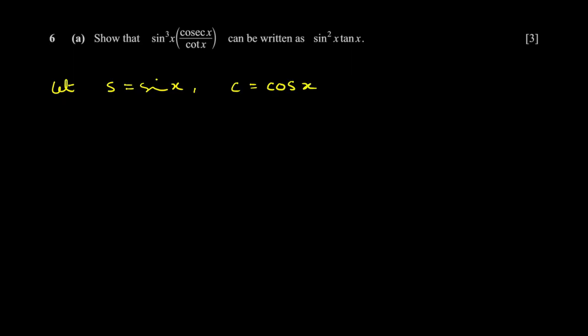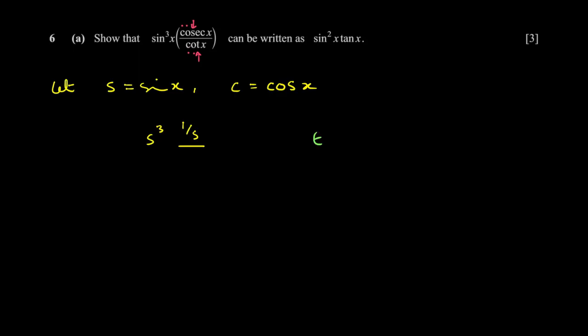I think it makes it easier to work through the algebra, to be honest. So sine cubed x I can write as s cubed. Now cosec x. What is cosec? It's 1 divided by sine. How do I know that? I look at the third letter. 1, 2, 3, right? The third letter of cosec is s. So cosec is 1 divided by sine. And then cot, what's the third letter? 1, 2, 3, t. So cot is 1 divided by tan.